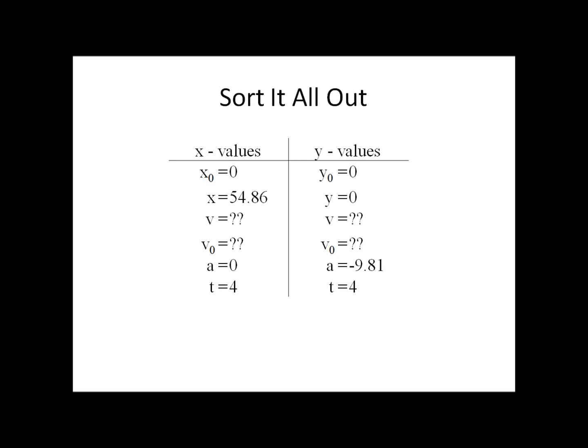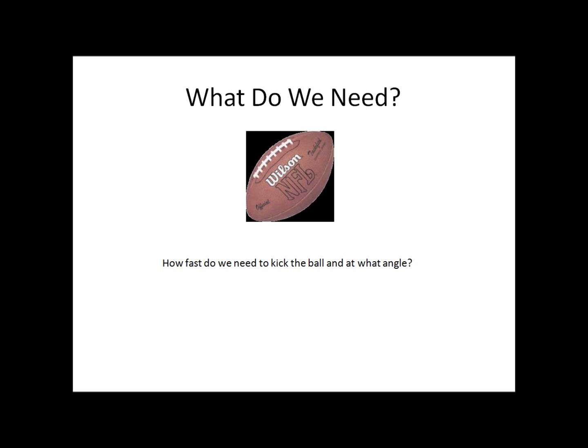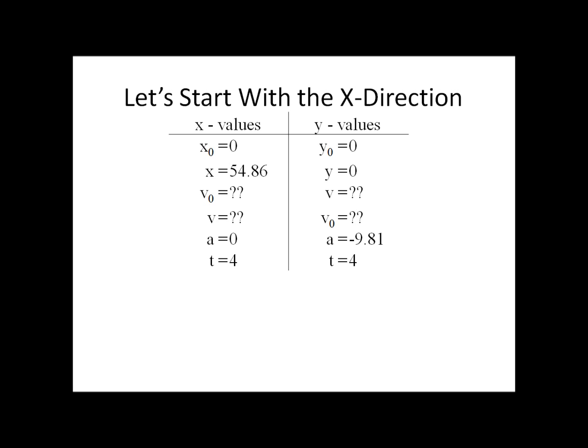Our initial starting position is 0, 0. Our ending position is 54.86, 0. We know nothing about velocities in either direction. That's okay, that's what we're going to end up solving for. There is no rocket strapped to the football, of course, so there is no x direction acceleration, but it is under the influence of gravity, so the acceleration in the y is negative 9.81, and the time that it'll travel for is 4 seconds. So what do we need again? How fast we need to kick the ball, and then at what angle, because that'll play a role. So, here's the data again. Let's go ahead and take a look at our big three and see what we can do with it.